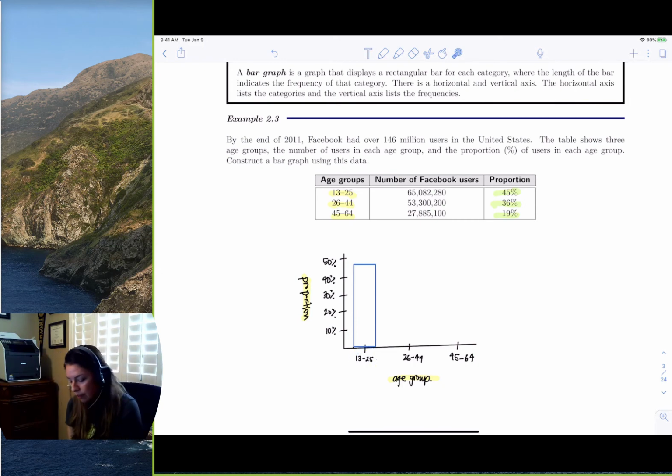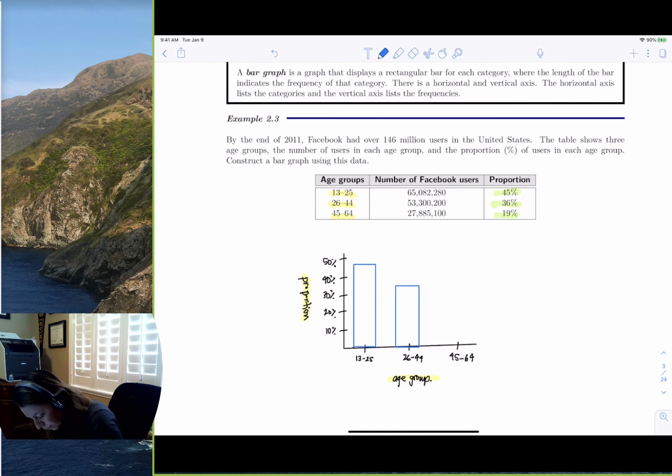So the category tick mark is the center of the bar, and we draw the bar at the height of the frequency. Now this may seem so elementary to you, but really statistics is very mathematical, right? And very tedious. And so there is a mathematical method to drawing even a bar graph. So that's why I'm kind of over explaining it. And then we can go ahead and do it for every category after. So let's do 36, which is about here. 45 to 64, which is 19%, which is about here.